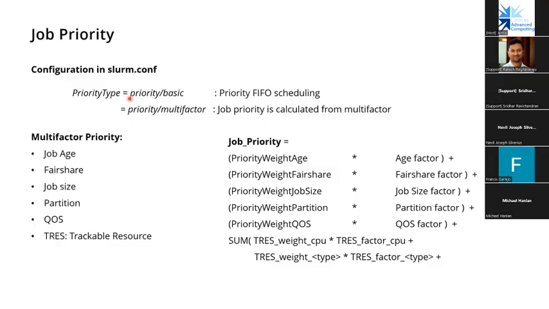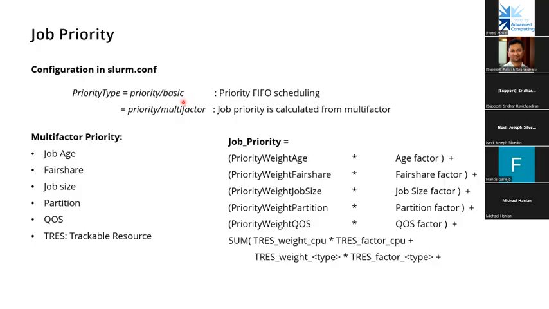So for the quick scheduler and the comprehensive scheduler algorithm, it's based on priority values. How we calculate these priority values is defined in the slurm.conf as well. You can say priority type is priority basic, which essentially means that the first job that comes in is the first job that goes out, provided there is no backfilling. Let's ignore backfilling for now.